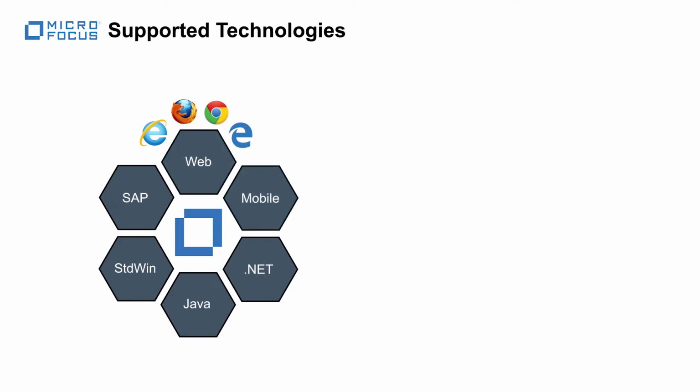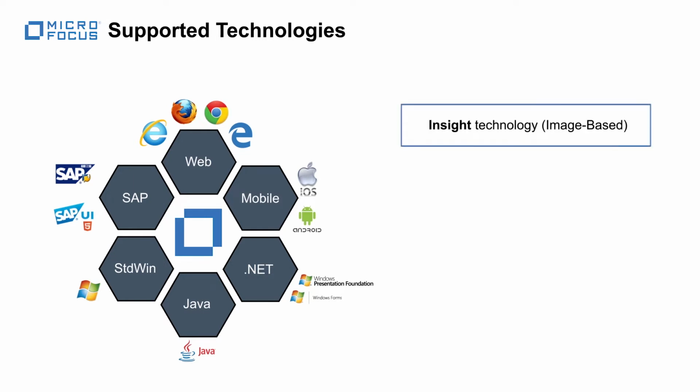Using LeanFT's seamless integration with Mobile Center, you can also use LeanFT to automate mobile applications, native, hybrid, and web applications. Automating mobile applications is supported on both iOS and Android devices. LeanFT can also be used to automate thick client applications like .NET applications, both WPF and WinForms, Java applications, standard window applications, and even SAP applications, both SAP GUI client and SAP UI5 applications. LeanFT also supports Insight technology, which enables image-based object recognition.